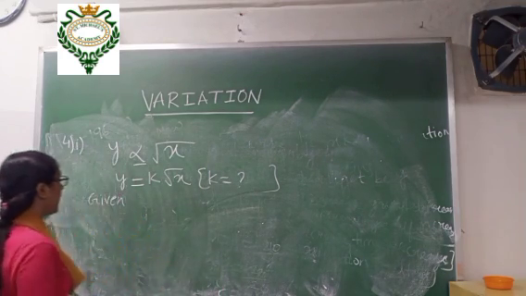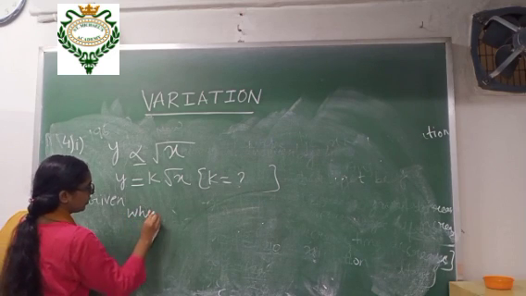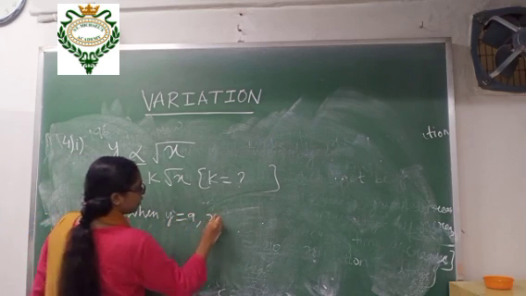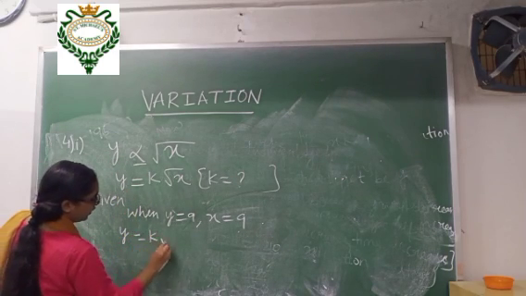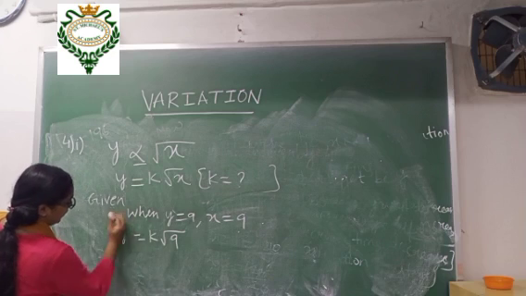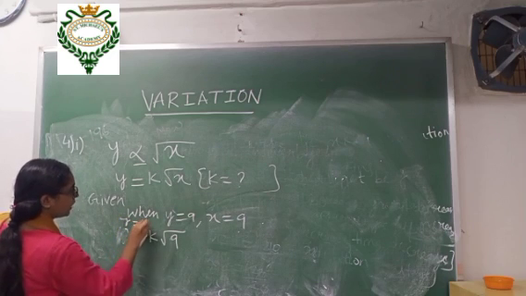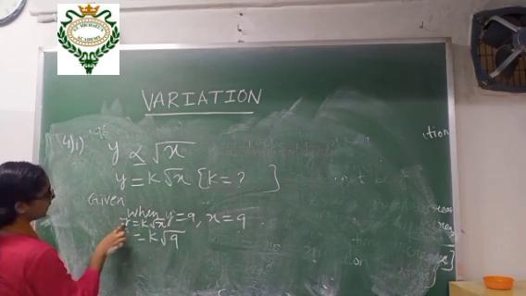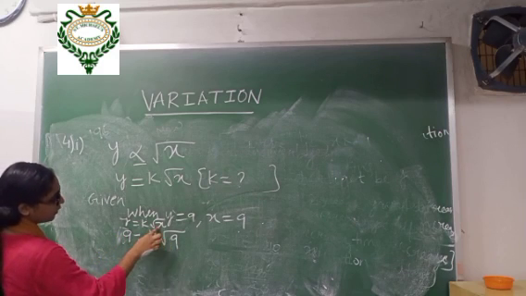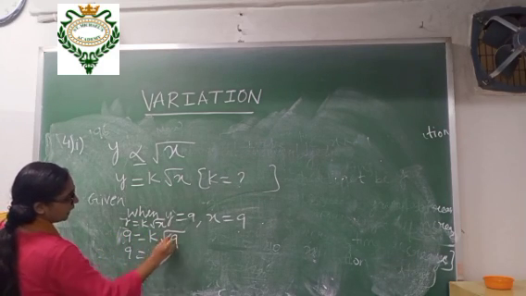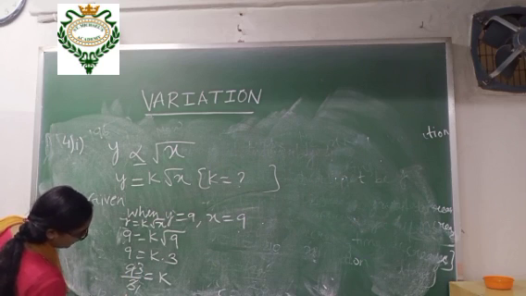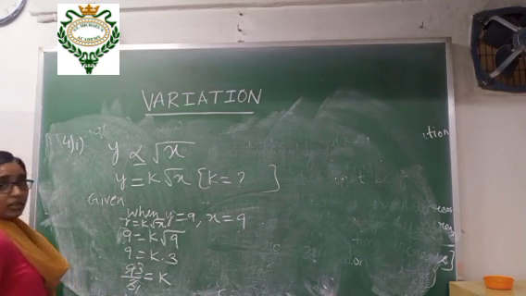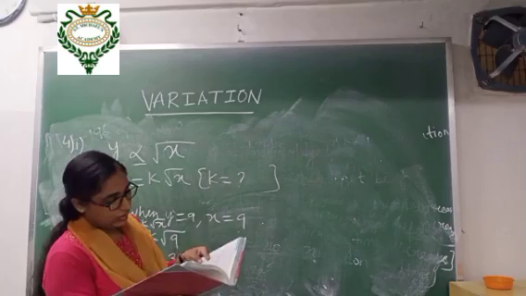Now, what is given to you? When y equals 9, x is also 9. Put it here. First write y = k√x, it will be easy for you to understand. 9 = k√9. What is the value of √9? It is 3. So 9/3 = k. 3 ones are 3, 3 threes are 9, which means the k value you are getting is 3.